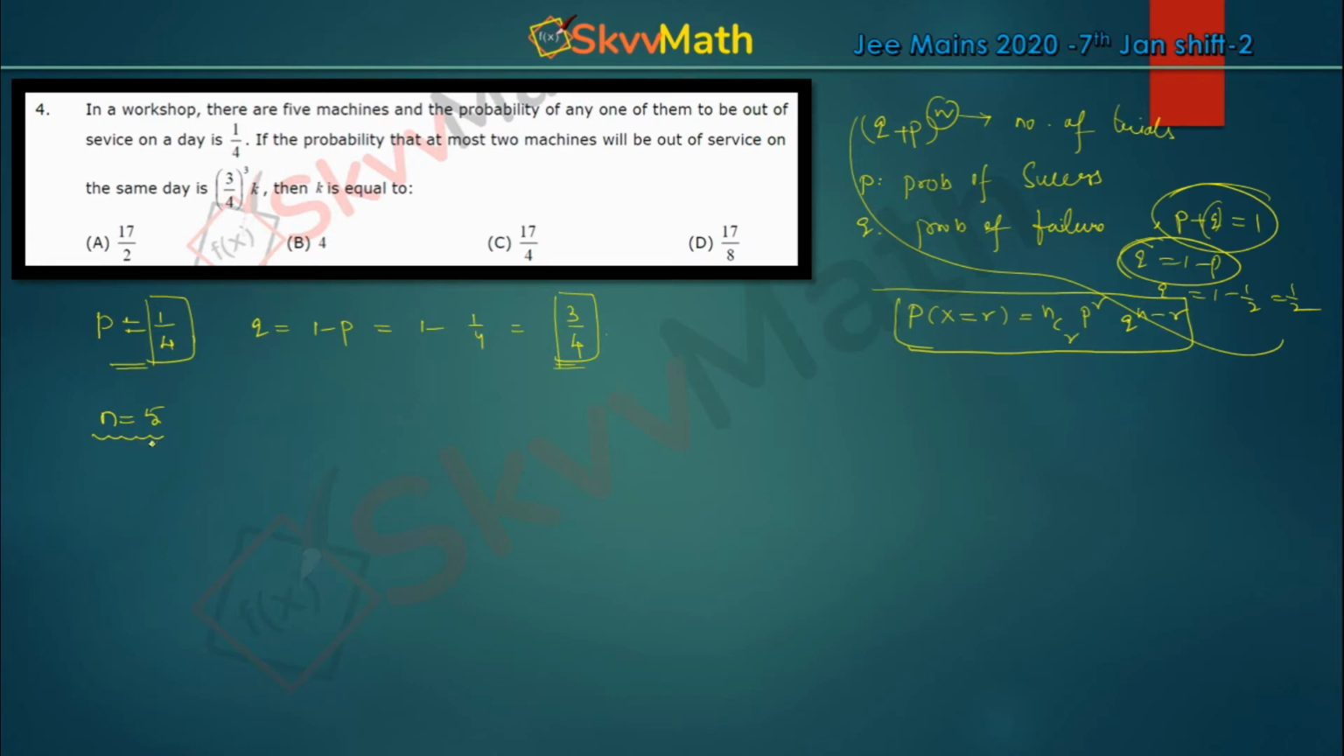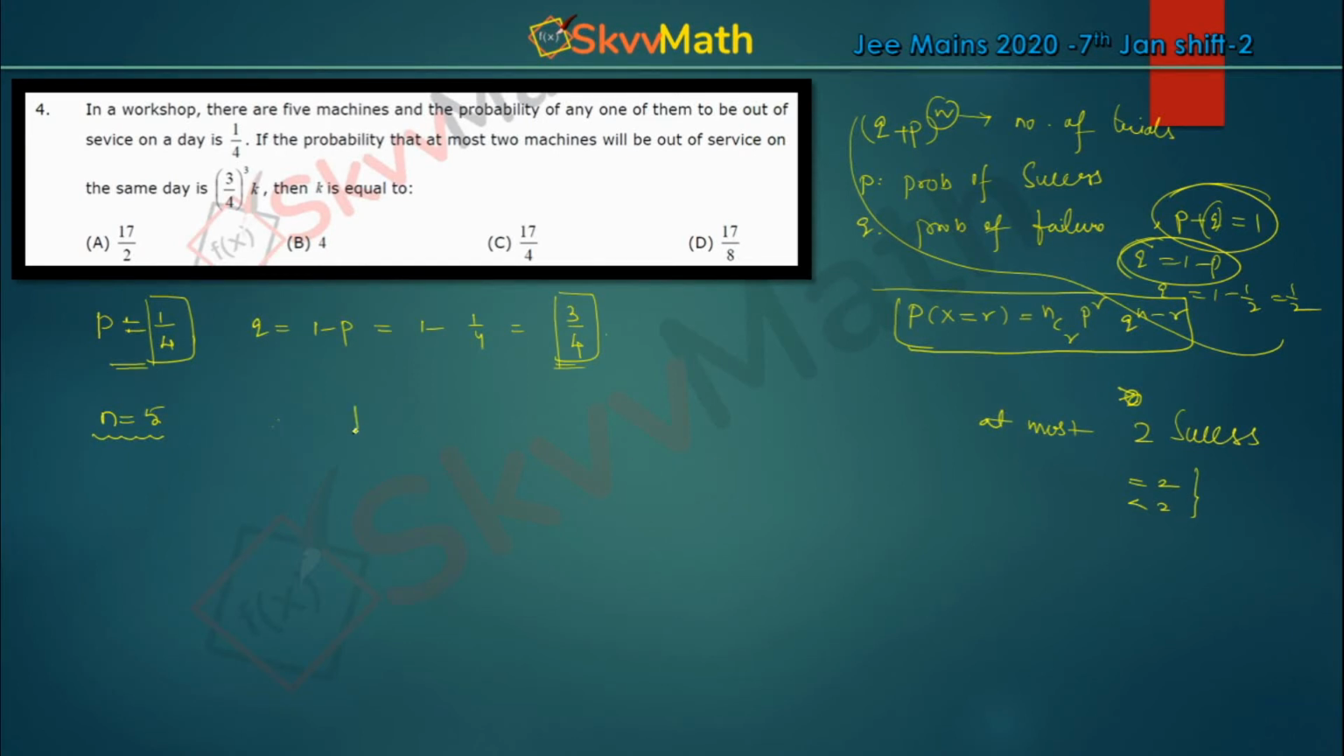Now the question is, we have to find out the probability that at most 2 machines will be out of service. At most 2 machines out of service means at most 2 successes. What is the meaning of at most 2 successes? At most 2 means 2 or less than 2.